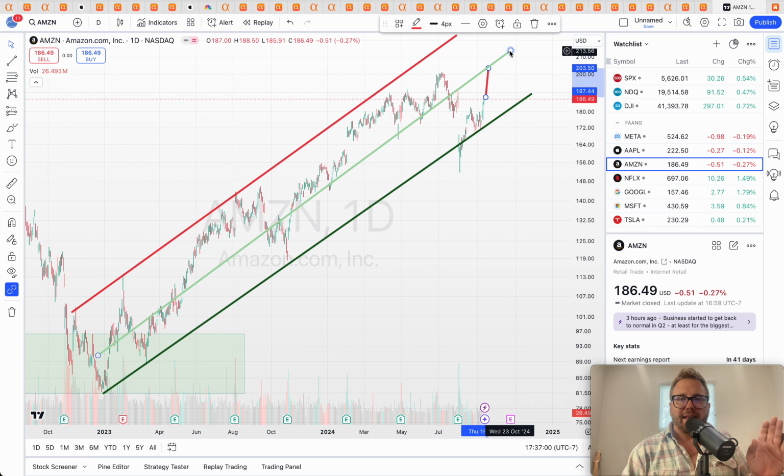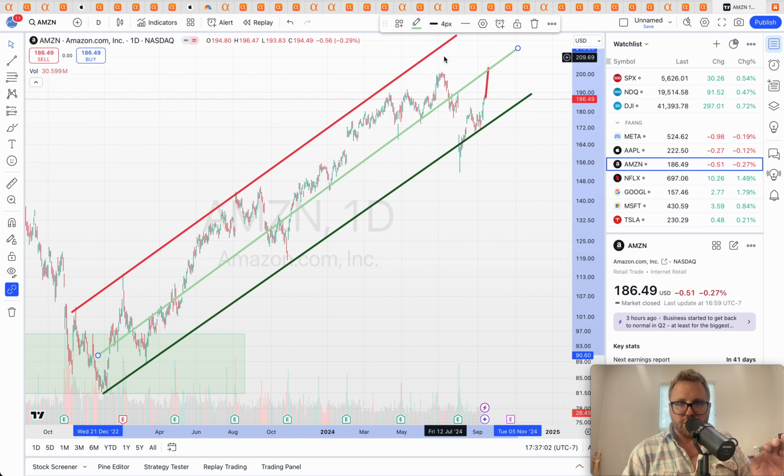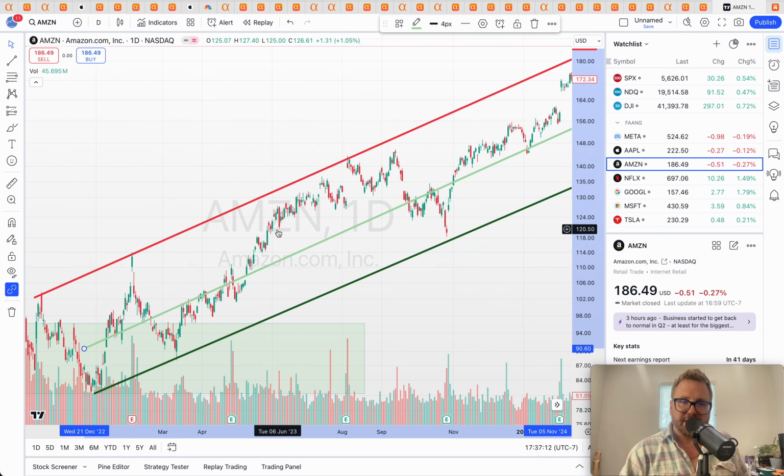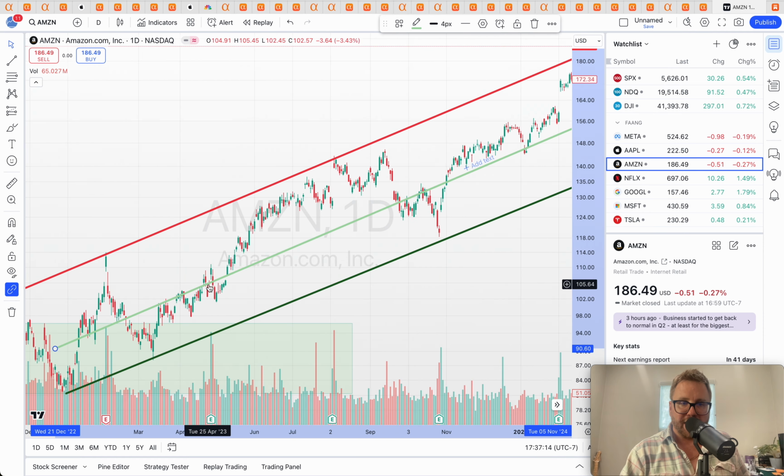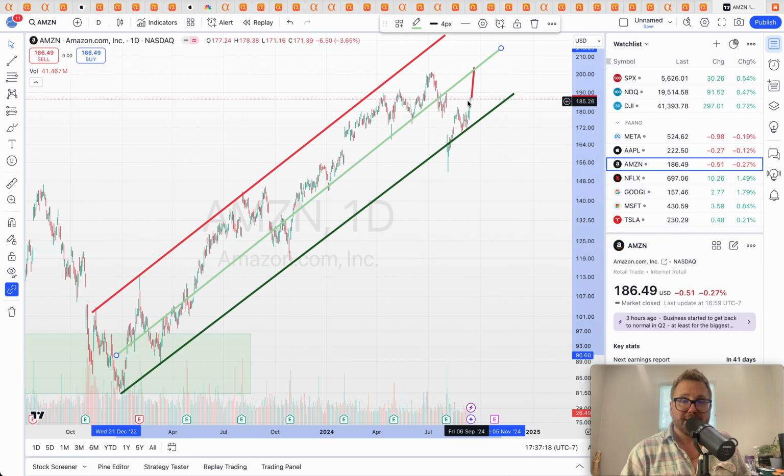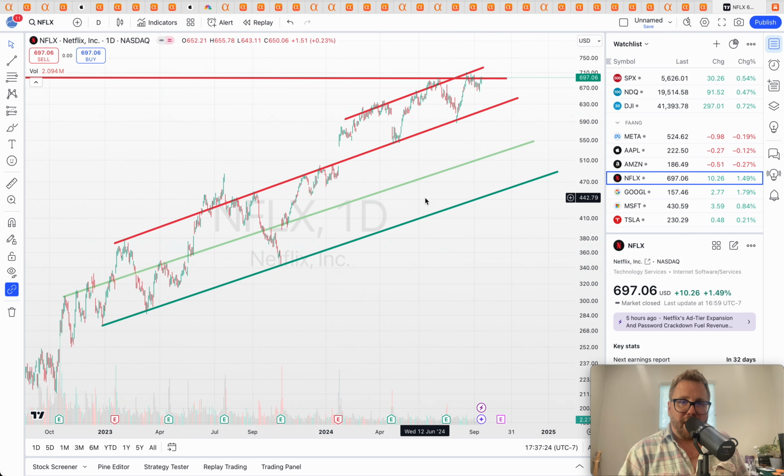Well, we often say the middle of the channel can be an accumulation point. That's after you touch the top and you work your way back. On the way back through, the middle of the channel can serve as resistance. You see here multiple times the middle of the channel has served as kind of a resistance point. So you can take profits on Amazon as you work your way back into the middle of the channel. This one looks to me like it wants to get back into $200 territory.